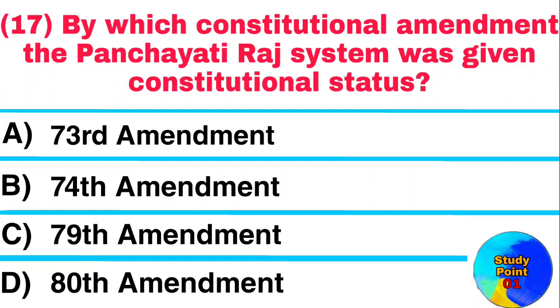Question. By which constitutional amendment the Panchayati Raj system was given constitutional status? A. 73rd Amendment. B. 74th Amendment. C. 79th Amendment. D. 80th Amendment. Answer. 73rd Amendment.